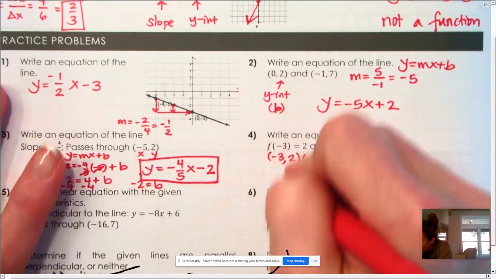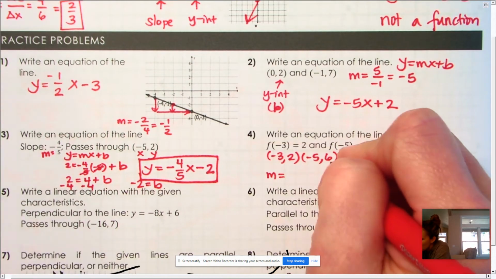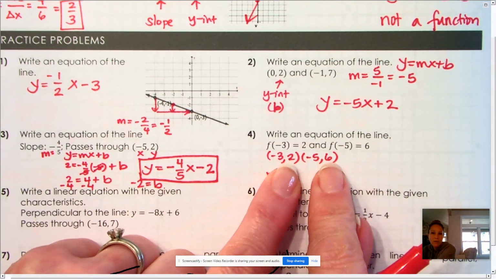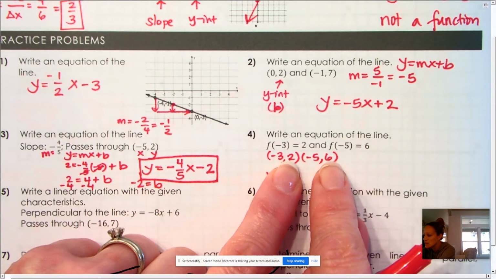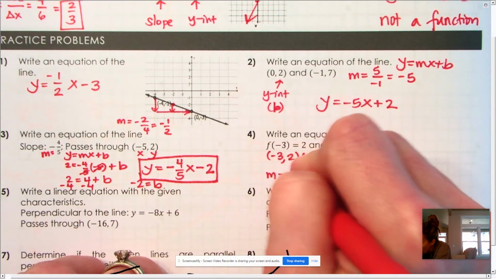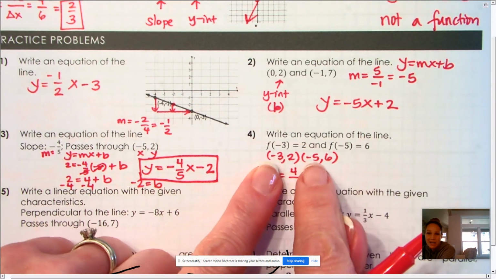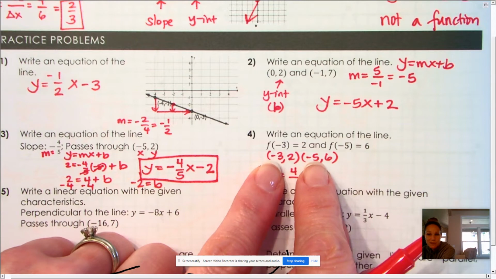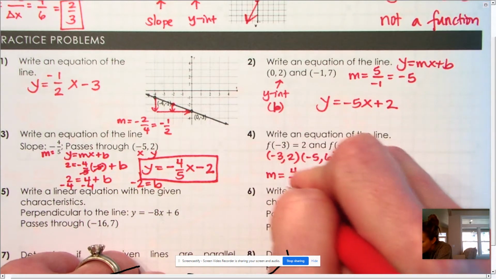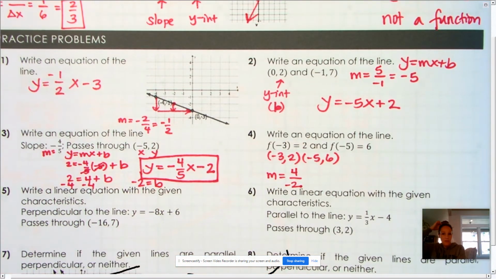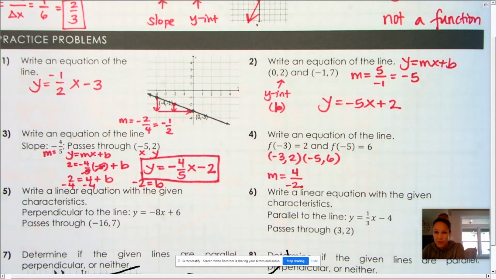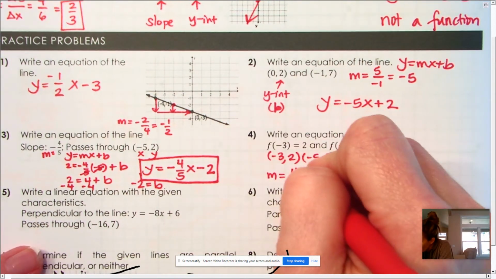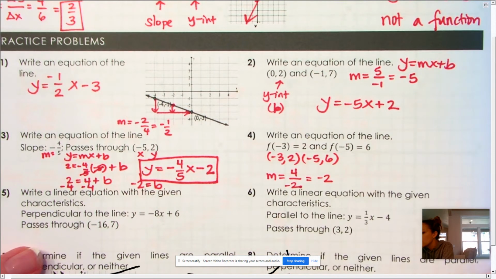So I would want to start by finding the slope. The slope says, how far did I go up in y? If I was at 2 and I went to 6, I went up by 4. If I was at negative 3 and I went backwards 2 more spaces to negative 5, that's negative 2 because the value is getting smaller. And so 4 divided by negative 2 is negative 2.